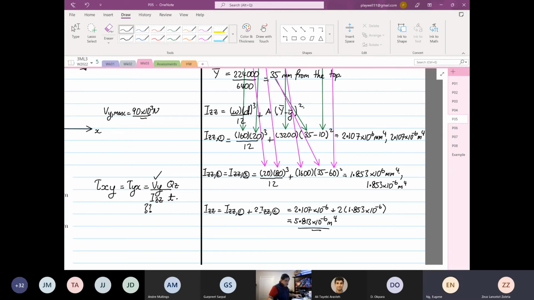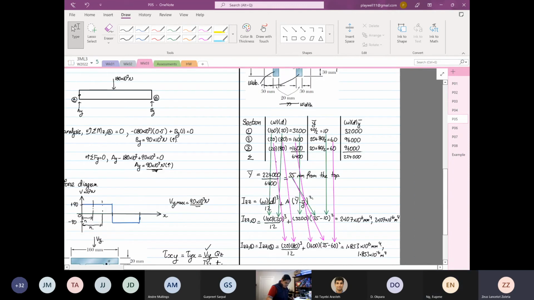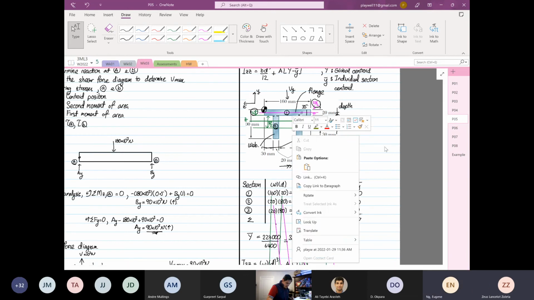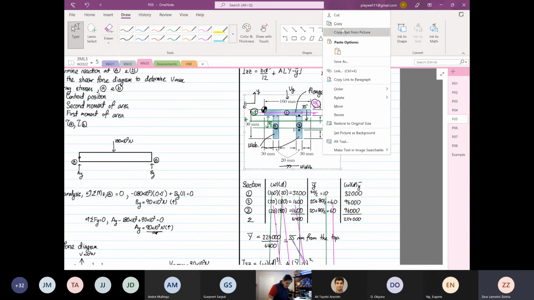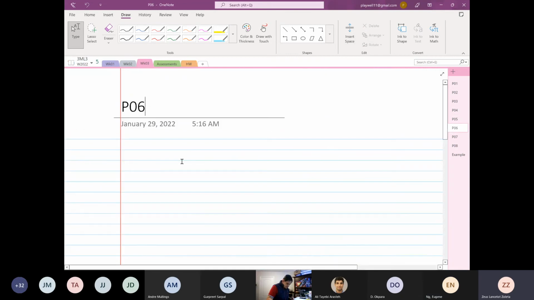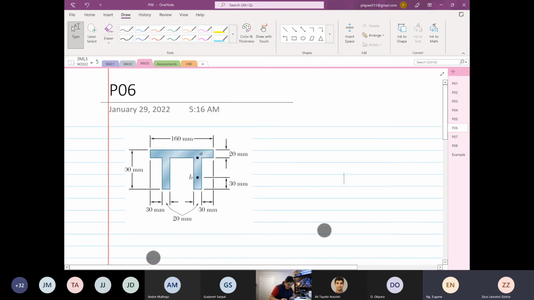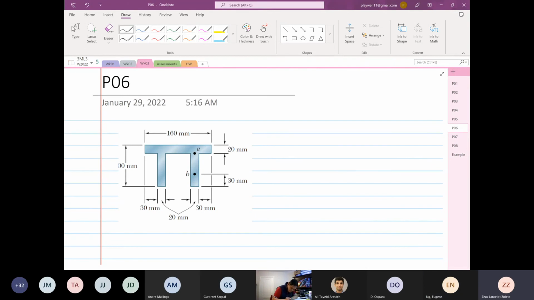So now we are going to look at, I'm going to copy this diagram again. Now we have to apply our rules. So now we are going to find the shear XY at point A. We're going to do point A first.